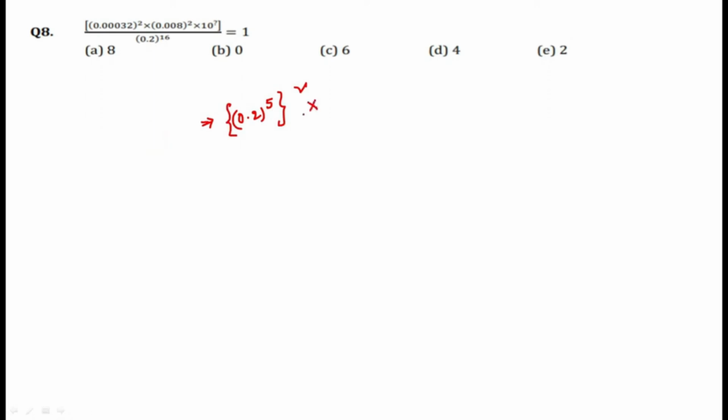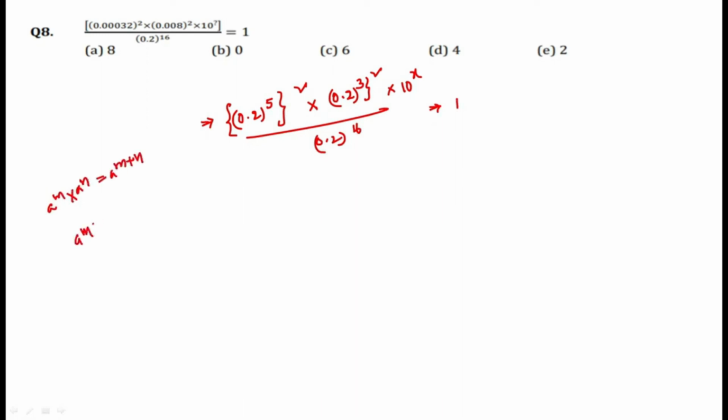And the next value, 0.008, means it's 0.2 whole cube. And 10 power x, what is the value? And 0.2 whole power 16 is equal to 1. Now we know the property a power m into a power n is equal to a power m plus n, and a power m whole power n is equal to a power mn.